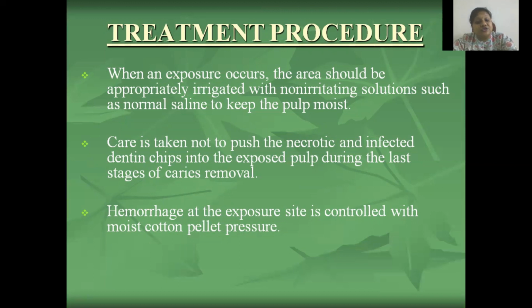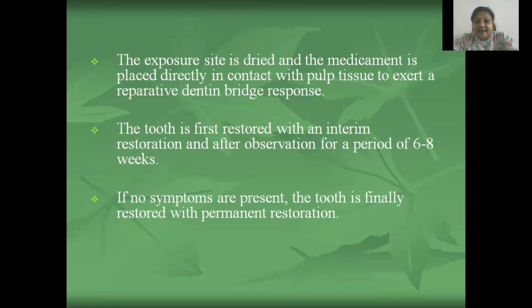Hemorrhage at the exposure site should be controlled easily with the help of cotton pellets. The exposure site is dried and the medicament is placed directly in contact with the pulp tissue to exert a pressure and the reparative dentine bridge response. The tooth is first restored with an interim restoration, and the observation period is again 6 to 8 weeks here. If there are no symptoms present, then the tooth is finally restored with a permanent restoration.